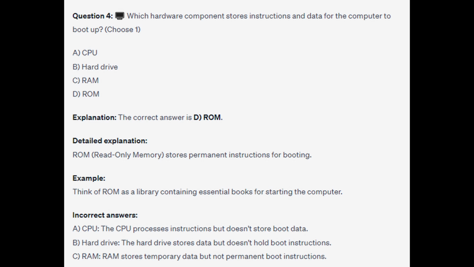And the correct answer is D, ROM. ROM, or read-only memory, stores permanent instructions for booting. Think of ROM as a library containing essential books for starting the computer.